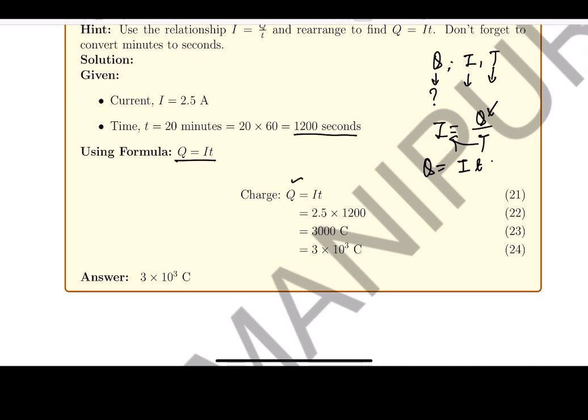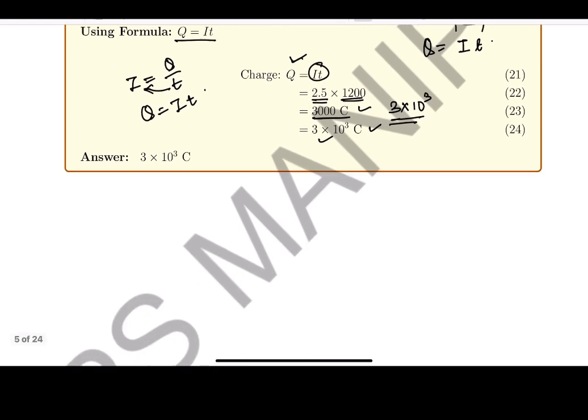So now let's use the formula. The formula is charge is equal to IT. I got this from I is equal to Q by T, so I T will go here. So Q is equal to IT. I is 2.5 into 1200. And if I multiply this, it will be 3000 coulomb. So I can write down 3000 as 3 into 10 cube. Got the point? And I hope this is the correct answer.